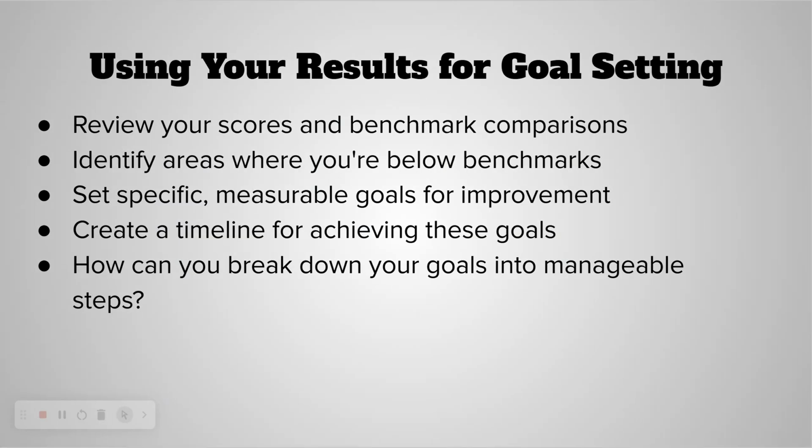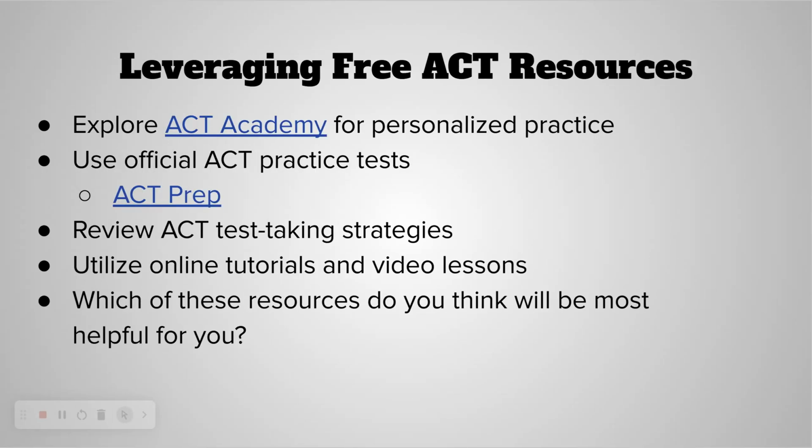So now what I suggest that you do is you review your scores and your benchmark comparisons. You identify those areas where you're below benchmark. You set specific measurable goals for improvement, and you create a timeline for achieving those goals. So if you're a junior, your timeline is until April, the first shot that you're going to have at taking that real ACT. If you're a freshman, you've got some more time to make those plans.